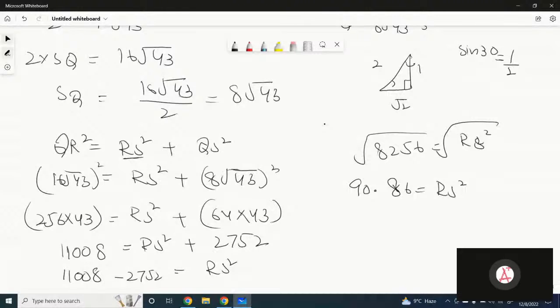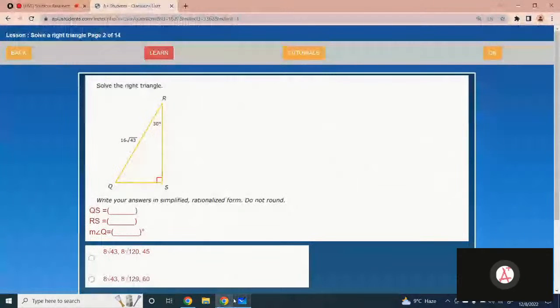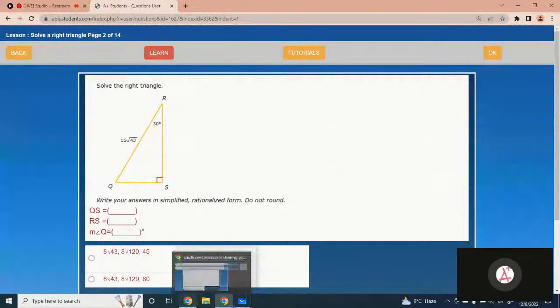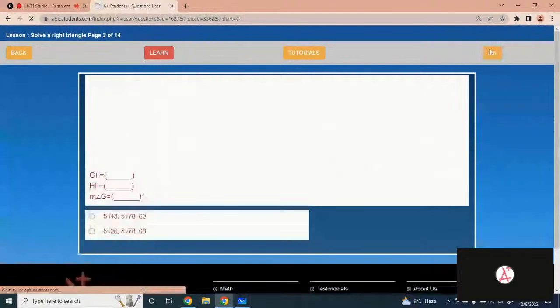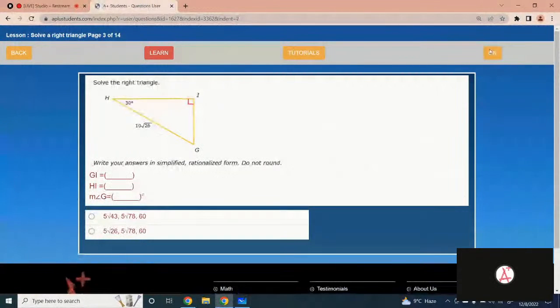But we have to calculate the squares. So the correct option is, okay, you can solve the value on the digital calculator, then it would be 8 square root 129. So the correct option is 8 square root 43, 8 square root 129, and the missing angle is 60. Got it? So that is the correct option. Just select the correct option, then click on the OK button.